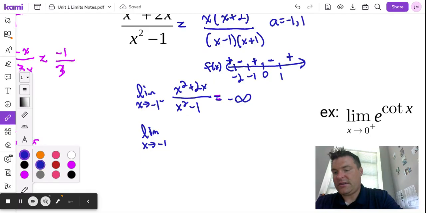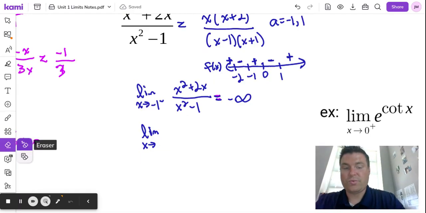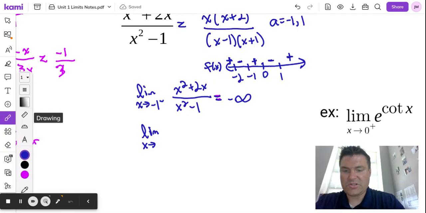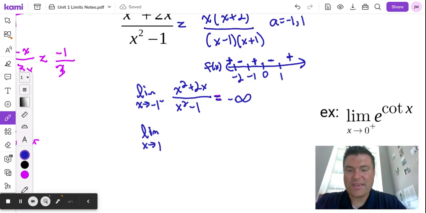If I want to look at, oh no, not -1. I don't need to check -1 to the right, by the way. Once 1 works, we're good. Let's go ahead and check 1. You can pick the right or left. I don't really care. I'll pick the right.